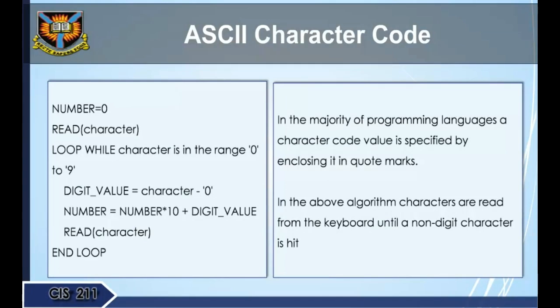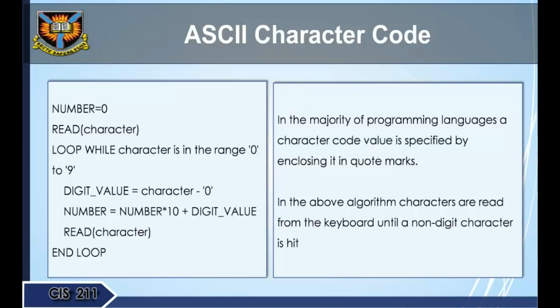Number is equal to 0. Read character, loop while character is in the range 0 to 9. Digit_value is equal to character minus '0'. Number is equal to number * 10 plus digit_value. Read character, end loop. In the majority of programming languages, a character code value is specified by enclosing it in quote marks.